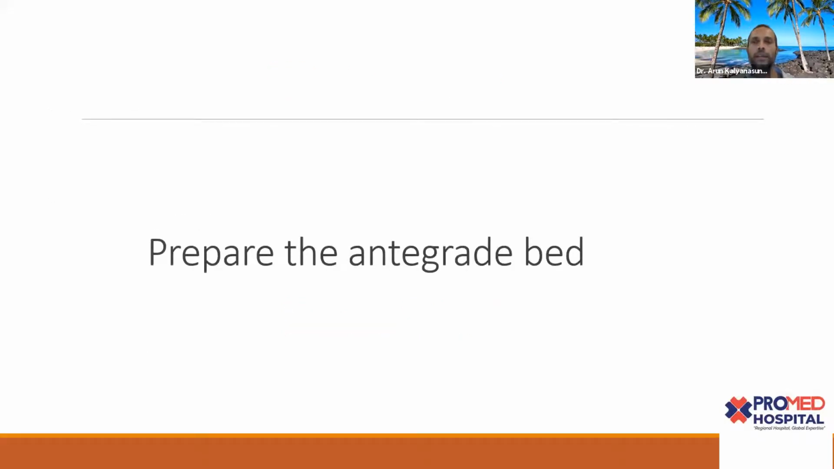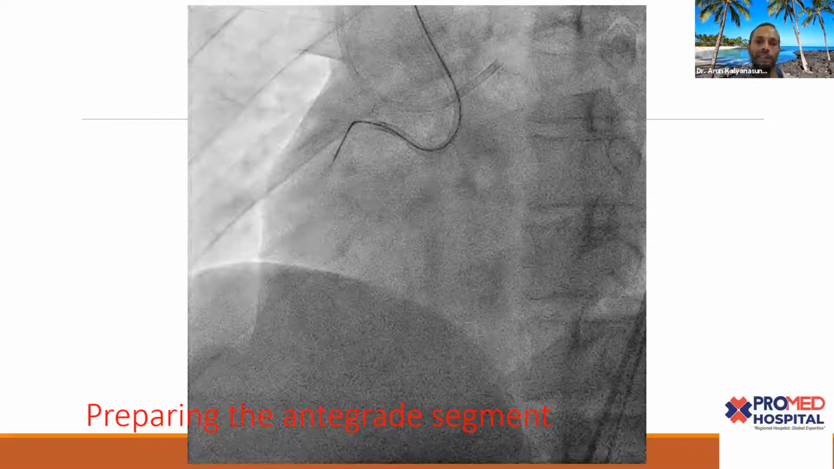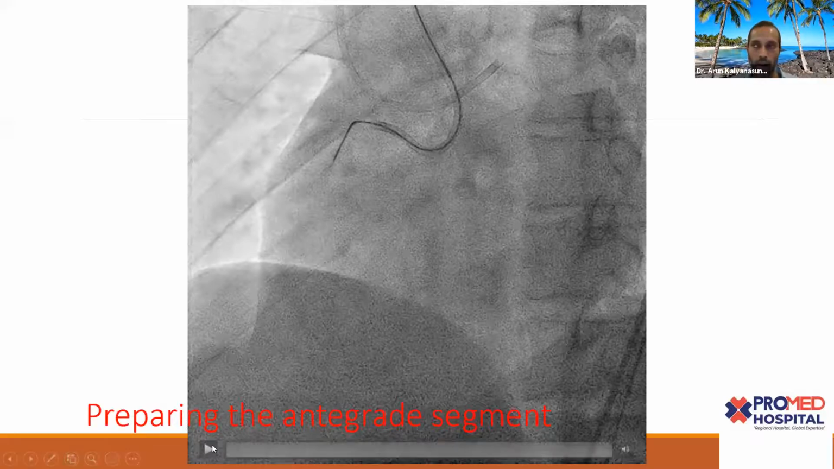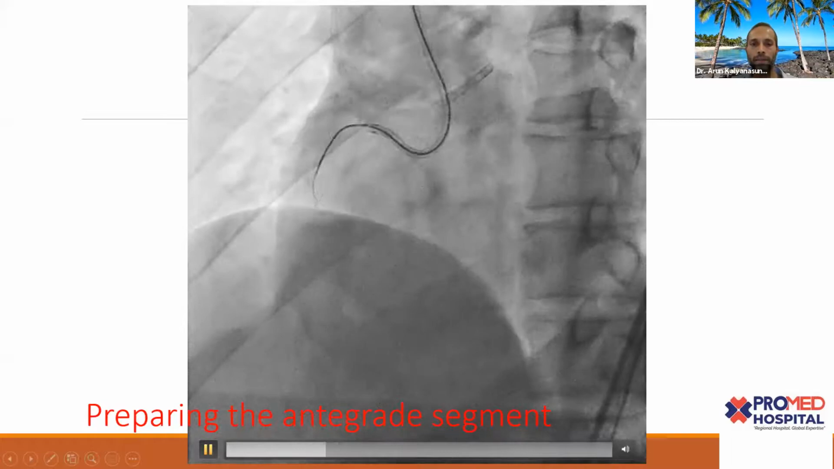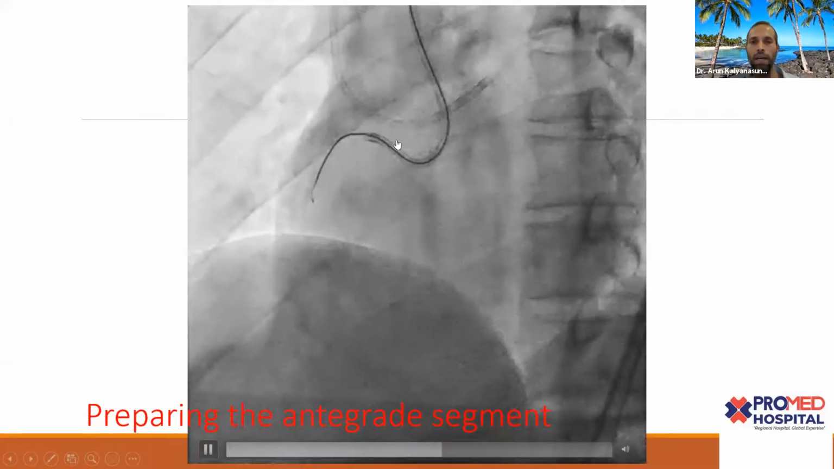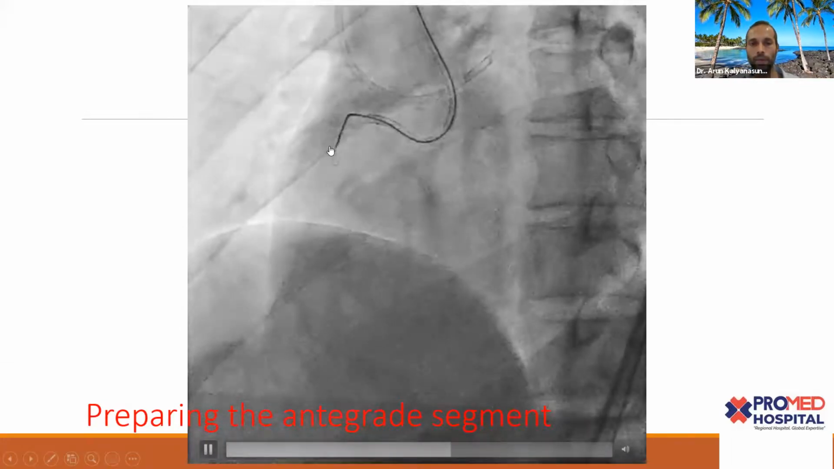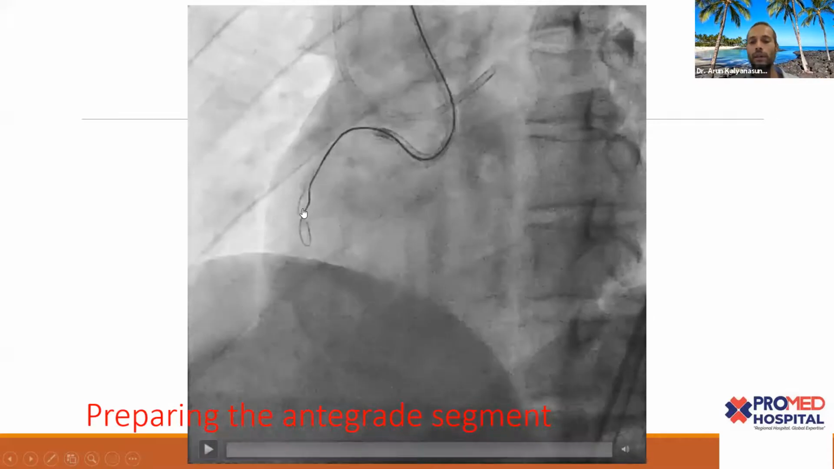So first thing, you have to prep the antegrade bed. This is the theme: many times, even if you're going to go retrograde, there are exceptions to the rule, but typically, for starters, I would say start antegrade, because if you win, you're done. In this case, I knew my chance of winning was low, but I had to prep the antegrade bed. So, good guide, an Amplatz 1, microcatheter. I'm not even trying to wire it. So I have to be efficient.